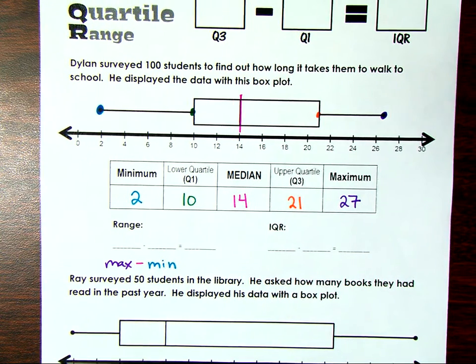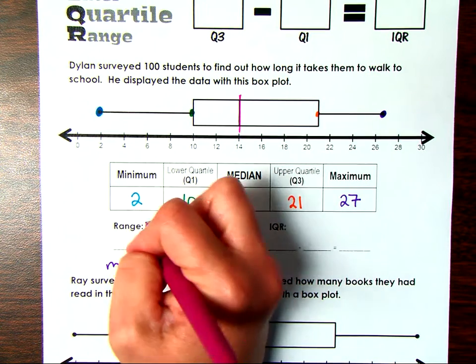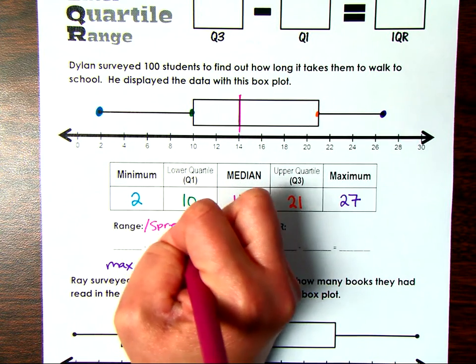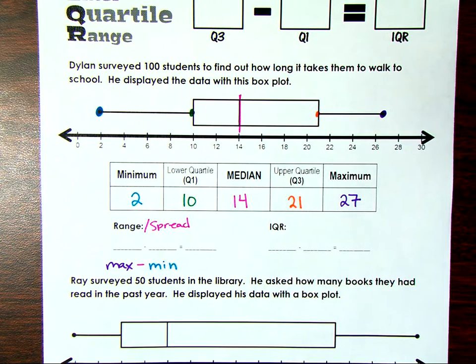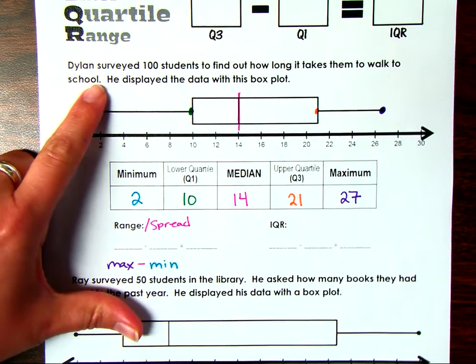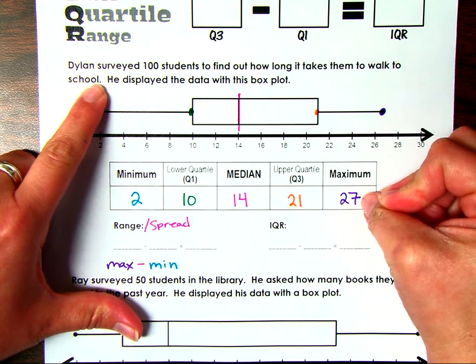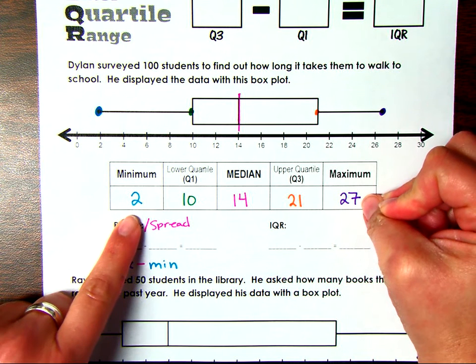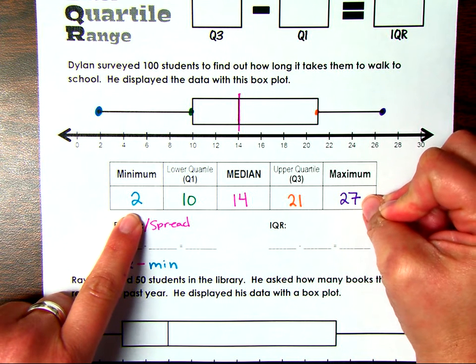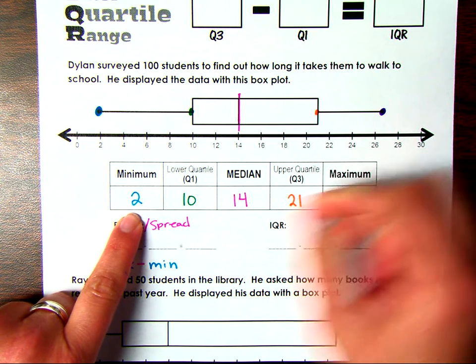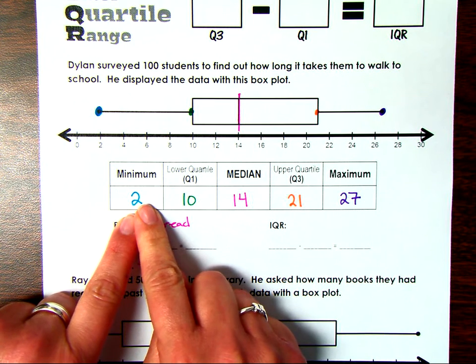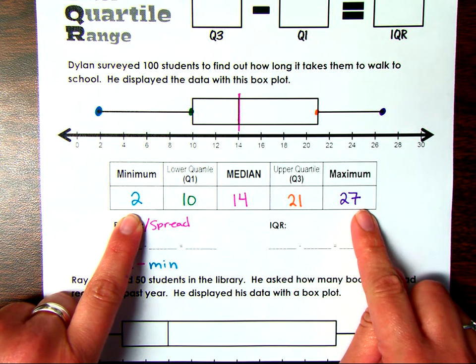Now range can also be called spread, how spread out your data is. Okay? So that means with Dylan surveying these students, the person that it took the longest to walk was 27 minutes, and the person that took the least amount of time to walk was 2 minutes. So that person, or those people, live right next door. We don't know how many people took 2 minutes. That could be 2 people, 5 people. We don't know how many people took 27 minutes. That could be just 1 person. That could be 8 people.